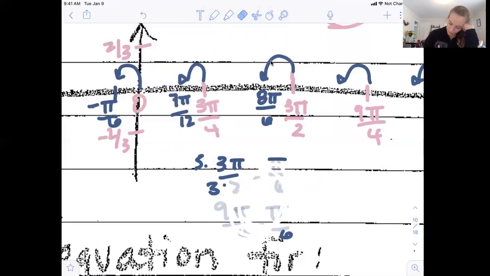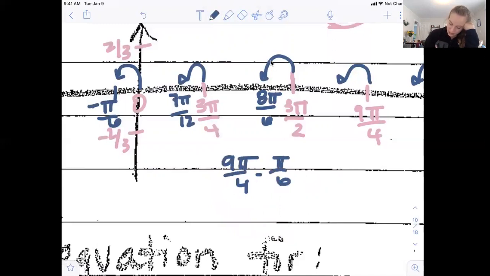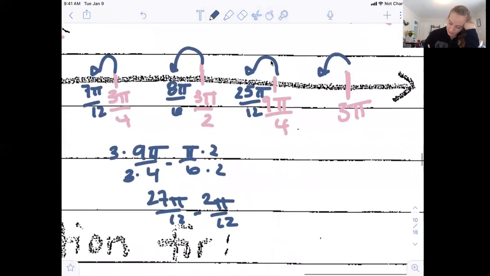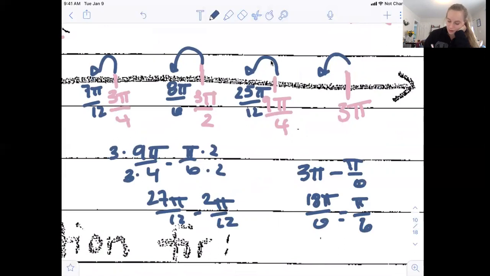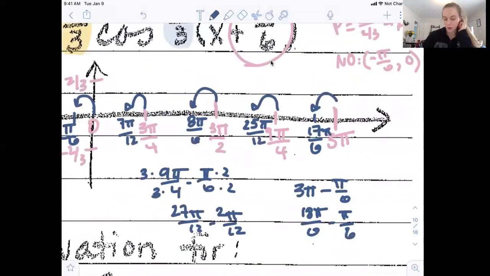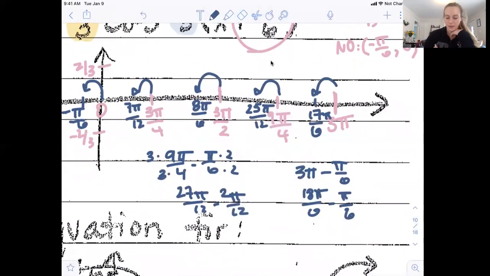And then 9π/4 − π/6. The denominator is 12 again, so 27π/12 minus 2π/12 is 25π/12. And then last, 3π minus π/6. 3π is the same thing as 18π/6. So minus π/6 will be 17π/6. The ones where it's a whole number is a lot easier. We just had ugly fractions here, so that's where you'd find like denominators.